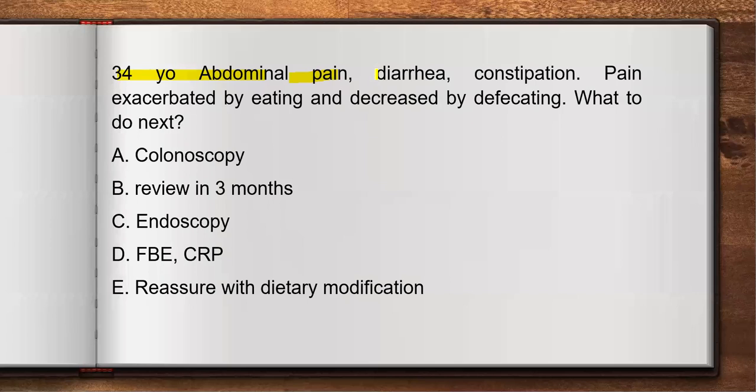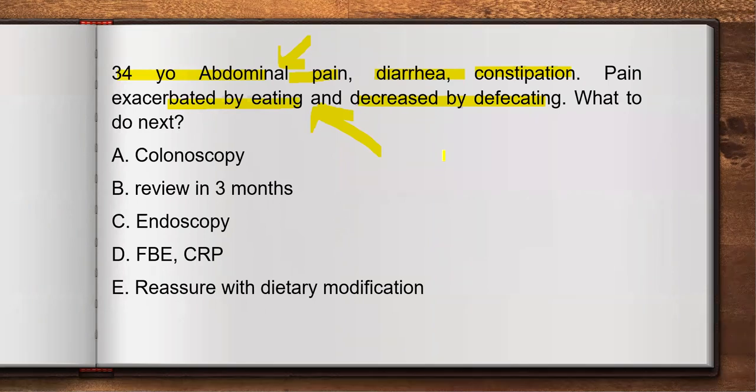34-year-old, coming with abdominal pain, diarrhea, constipation, pain exacerbated by eating, decreased by defecating. It means passing stool. What to do next? What is your diagnosis? So it's a 34-year-old patient coming to you with abdominal pain. The very important clue here is that he's 34, so cancer is very, very unlikely. And the next one is when an abdominal pain relieves with passing stool, that's most likely irritable bowel syndrome, IBS.